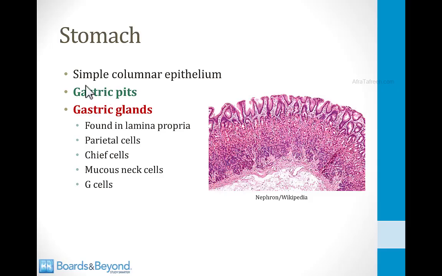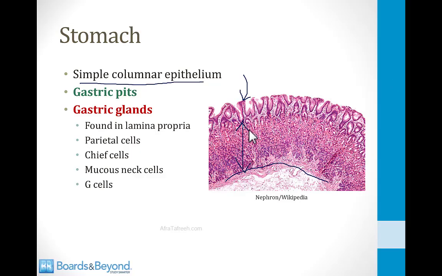The epithelial layer of the stomach consists of simple columnar epithelial cells. This is the epithelial layer of the stomach shown in this slide here. These cells are simple columnar epithelial cells in contrast to the stratified squamous epithelium we saw in the esophagus. On this slide, you can see the muscular layer of the mucosa here, and everything between the muscular layer and the epithelium is the lamina propria.